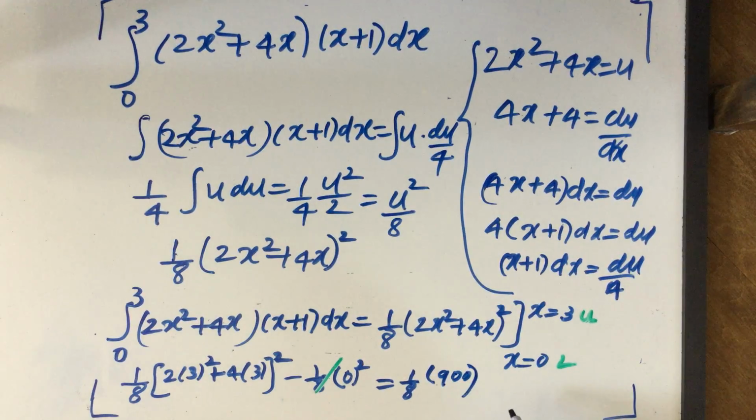Now when you reduce this whole thing, the answer will be 225 divided by 2. So that much square units. Okay, so 225 by 2 square units. So that is the answer, and this is the area under the curve between 0 and 3.